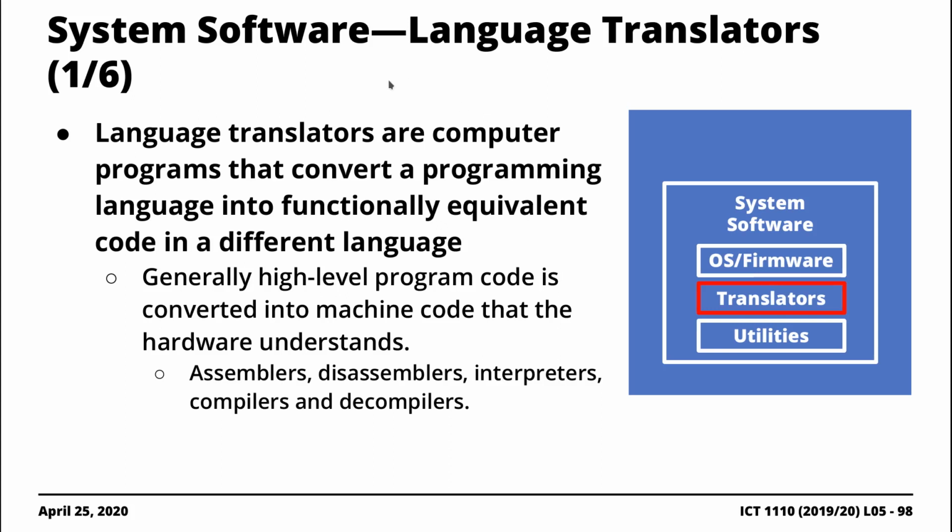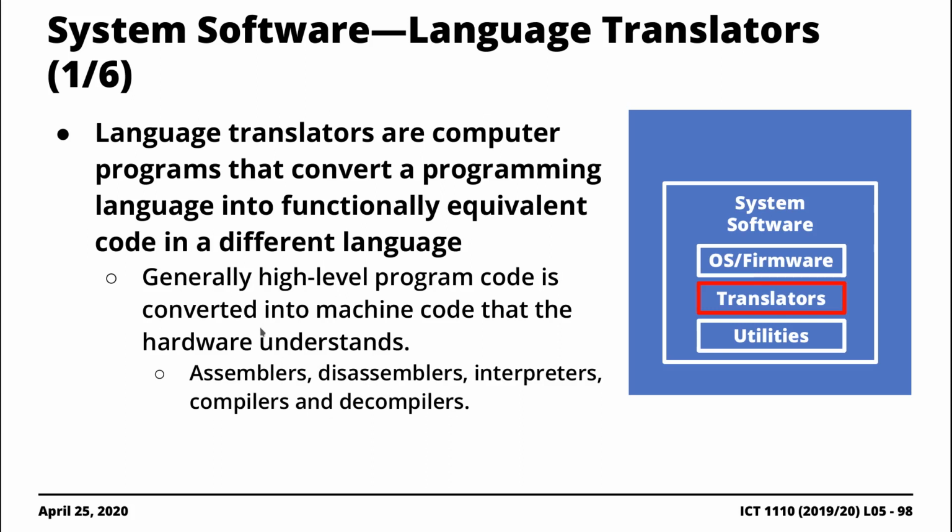And so they work, as I mentioned, to convert program instructions that are written in one language into an equivalent different representation, right? There's a whole broad spectrum of these things that are referred to as language translators. Common ones that you typically find in literature include assemblers, disassemblers, interpreters, compilers, and decompilers.